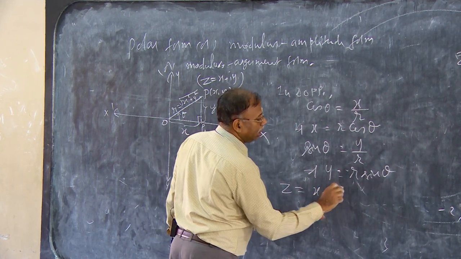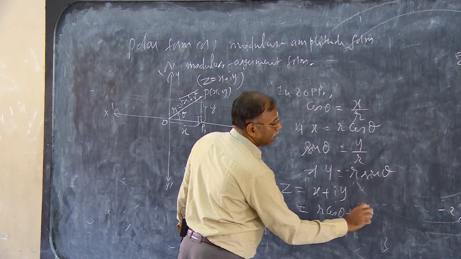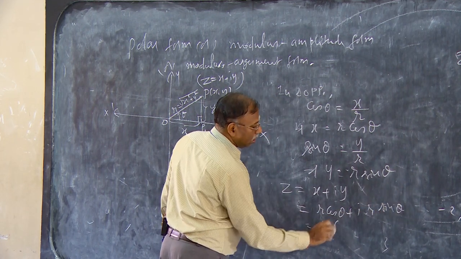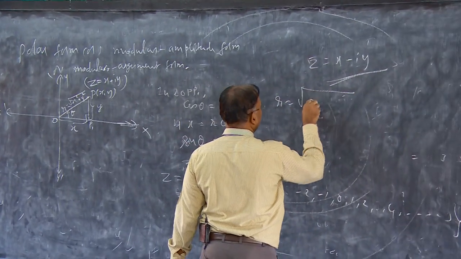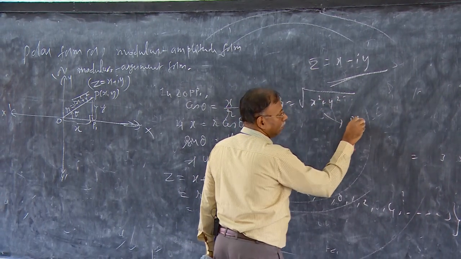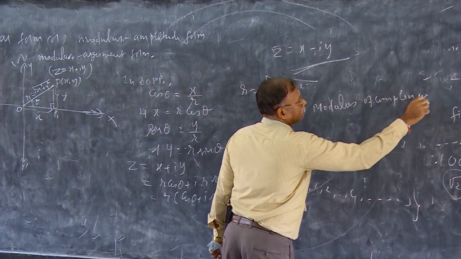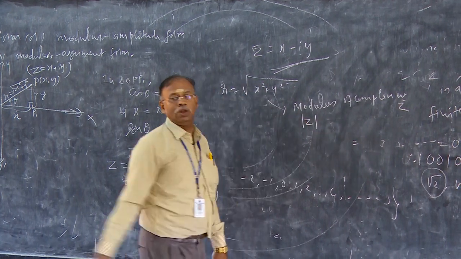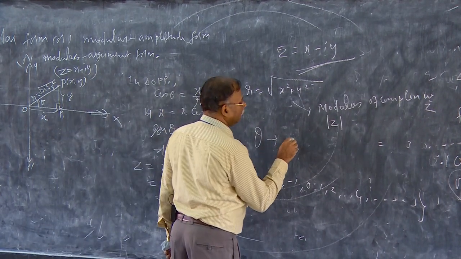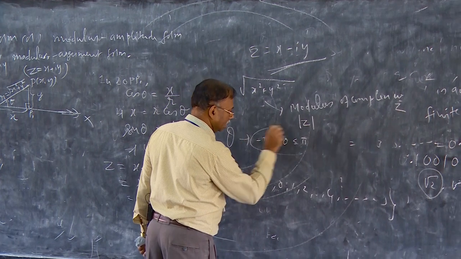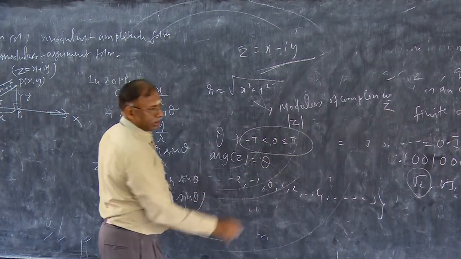Therefore, let me think about my complex number z equal to x plus iy. The x can be replaced by r cos theta, plus i r sine theta. Taking r as common, z equals r into cos theta plus i sine theta. Here r, given by the root of x square plus y square, is known as the modulus of the complex number z. It is represented in the usual way with the modulus symbol, mod z. And theta, whose value is given by minus pi less than theta less than or equal to pi, is called the principal value of the argument. Theta is known as the argument of z.